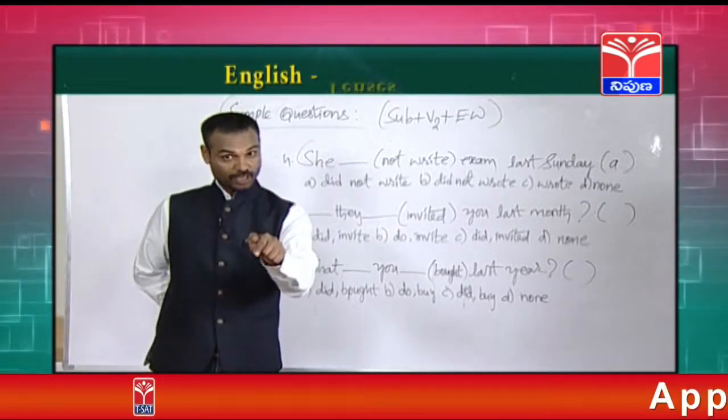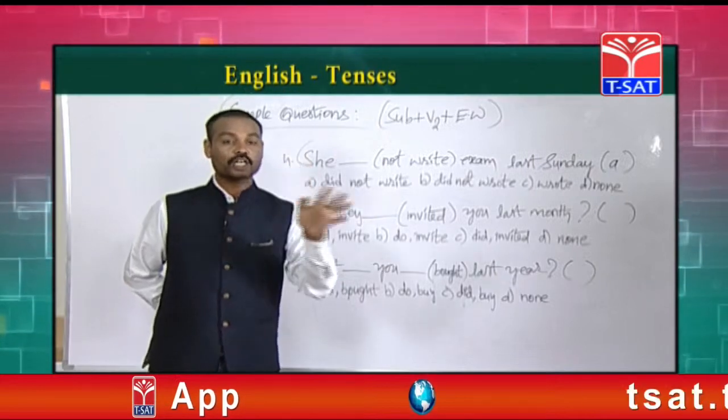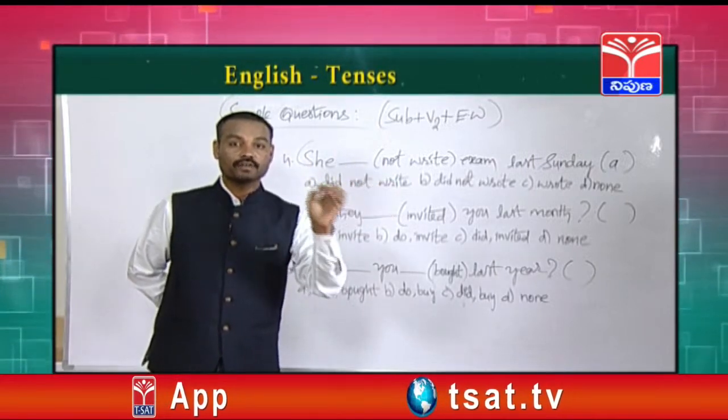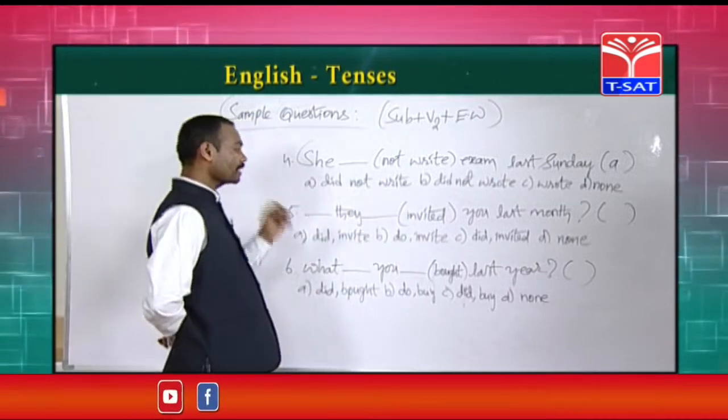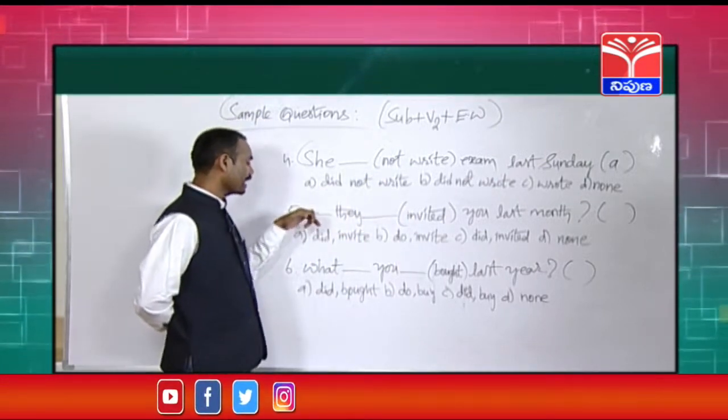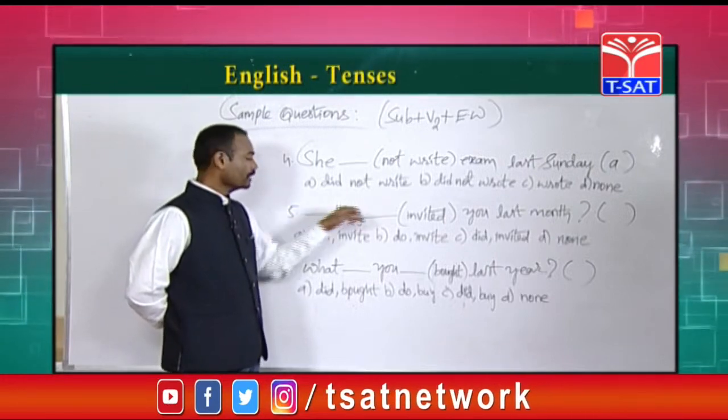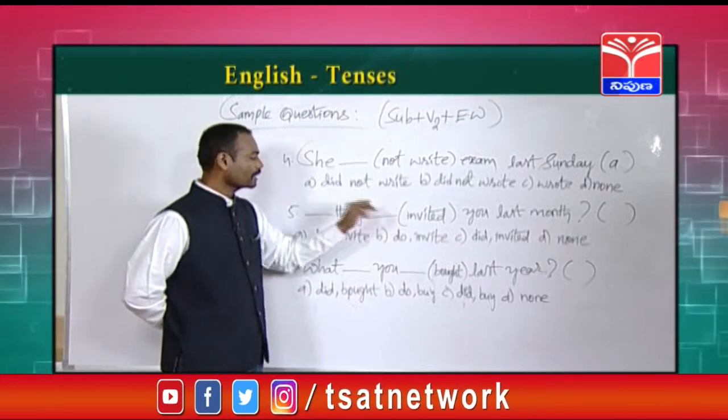"Did they invited you last month" is a wrong sentence because we are using did. So did always carries V1. "Did they invite you last month?" That is the right sentence. So here in the first dash we should select did. In the second dash we should select V1.